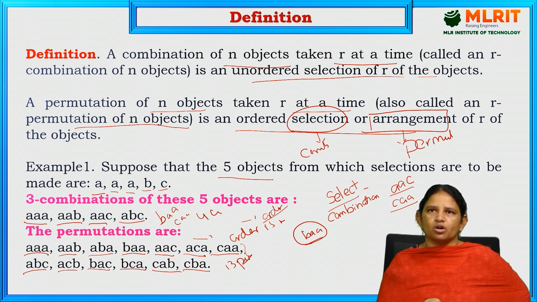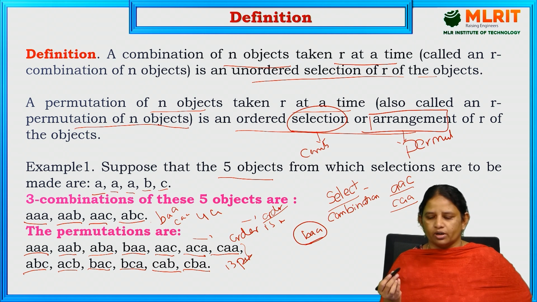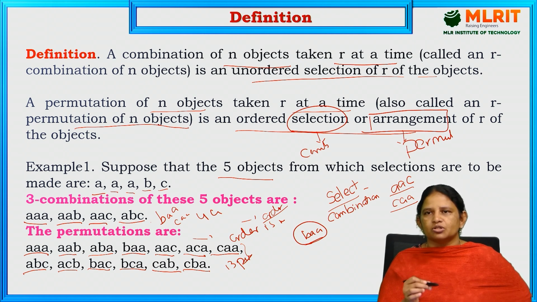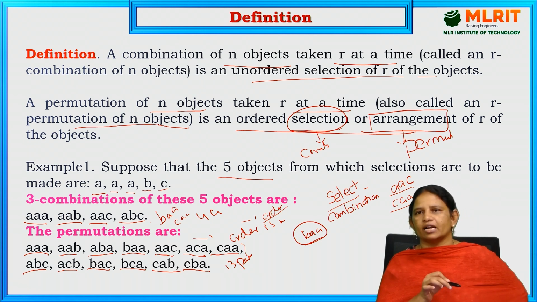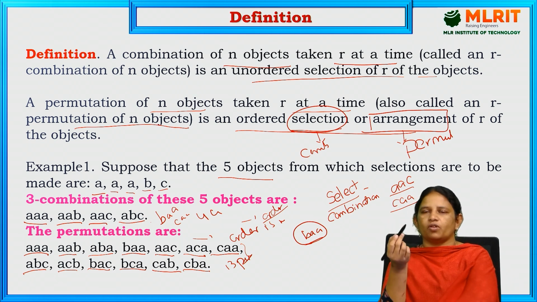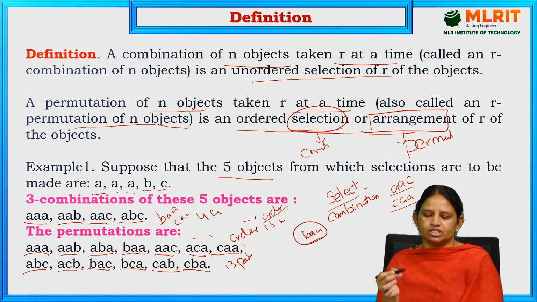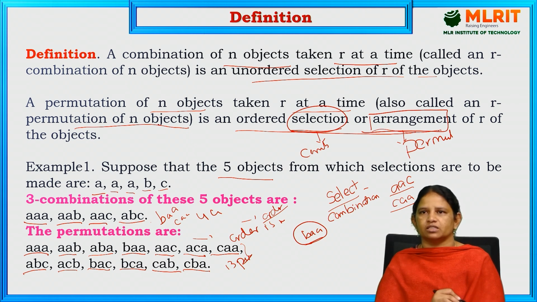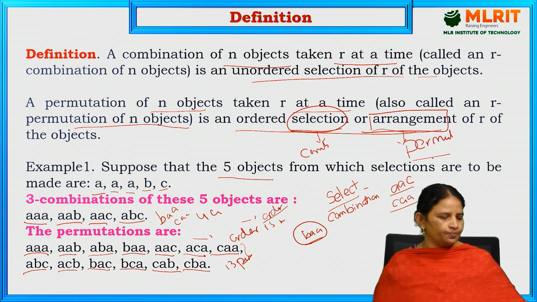Because in the case of combination, order is not a matter. Order is not important. But coming to the permutation, order is a matter. So when we use combination, if any problem has a word like select, we can use combination. If any problem consists of arrangement of events, then we can apply the principle of permutation.